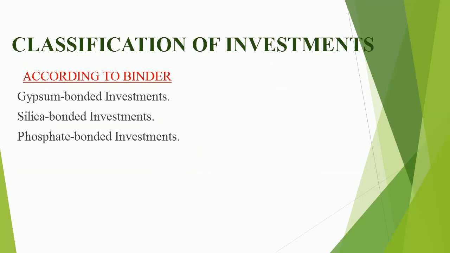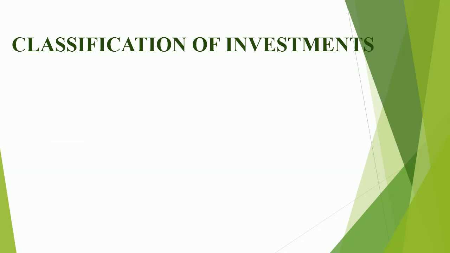How are the investment materials classified? They are classified according to the binder. So they may be gypsum bonded, silica bonded, or phosphate bonded. So there are basically three types of investment material according to the binder.